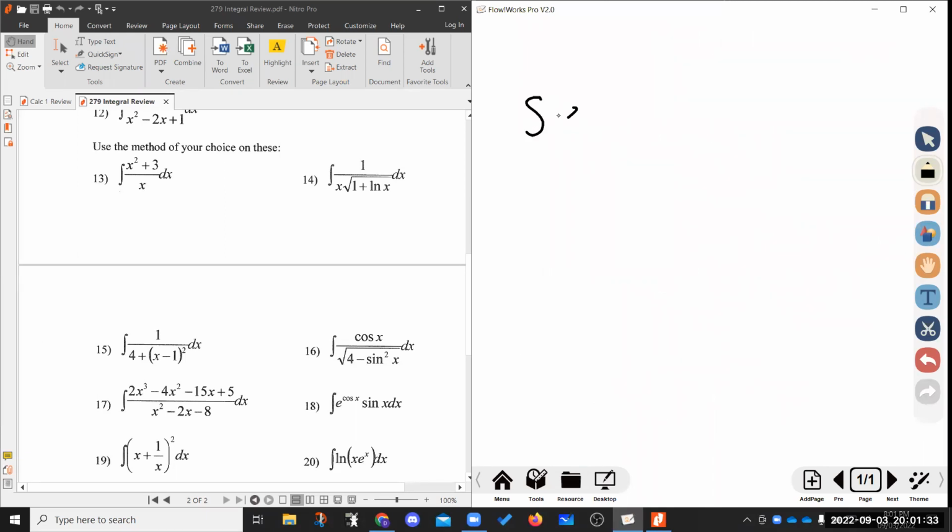Number 18, e to the cosine of x sine of x dx. This is pretty straightforward that u is cosine of x, derivative of cosine is negative sine. So we're going to have e to the u du here, and it's going to come back to be e to the cosine of x, a negative out front, plus c.